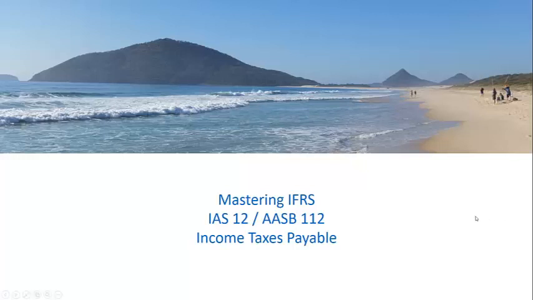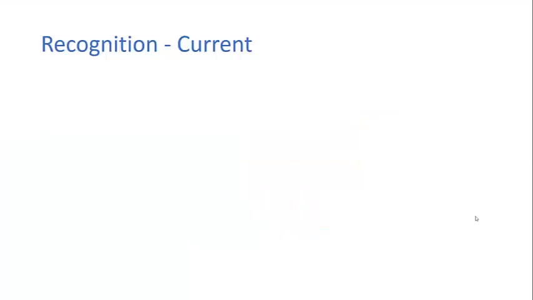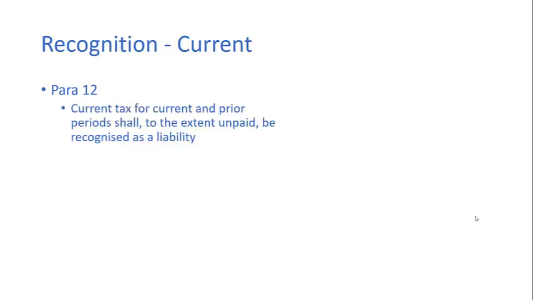Hi, what I'll do now is to talk about the actual calculation of the tax expense and the taxes payable. The recognition of current tax payable, receivable, is addressed in paragraph 12, where it tells us that current tax for current and prior periods shall, to the extent that it's unpaid, be recognised as a liability. So it meets the normal approach to thinking about a liability.